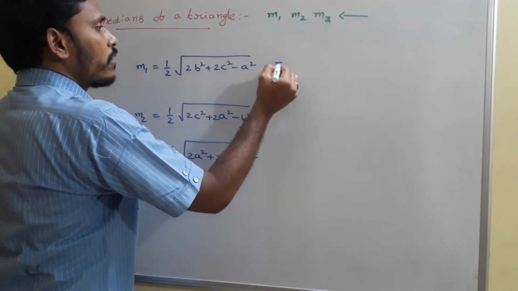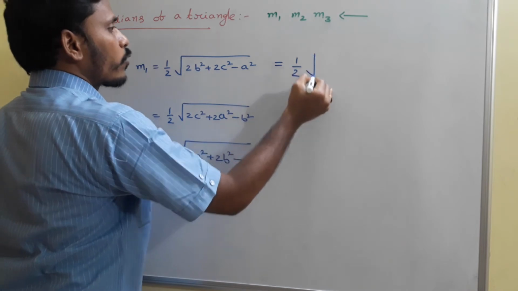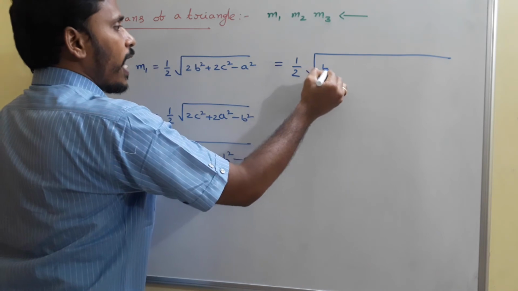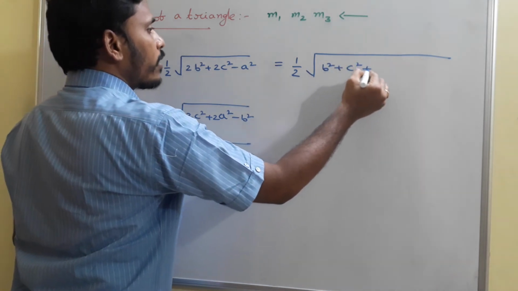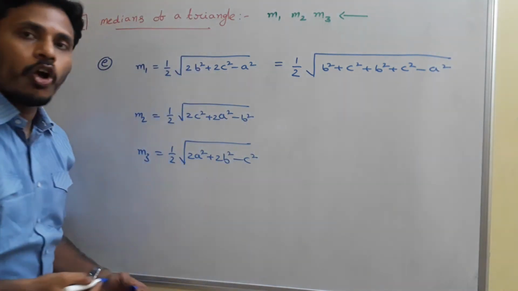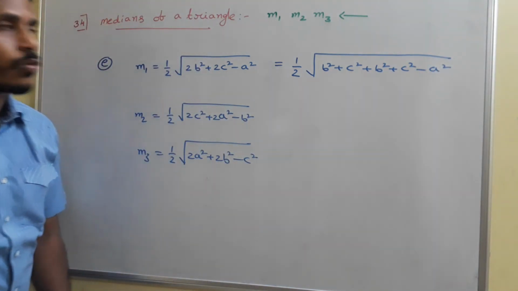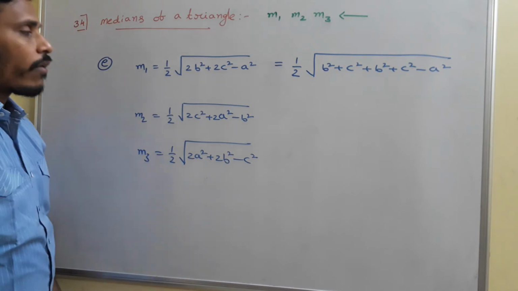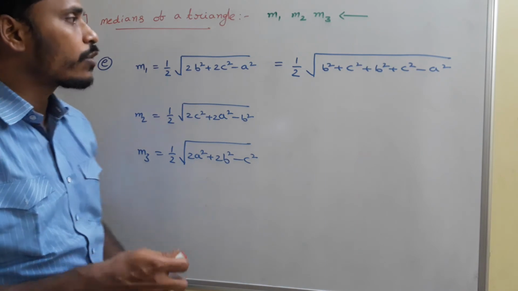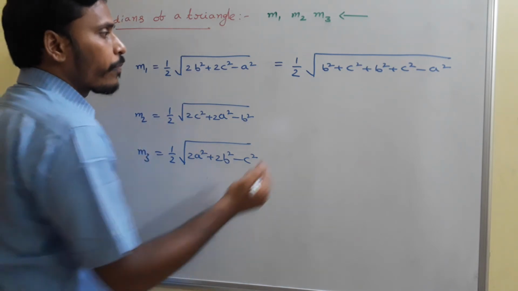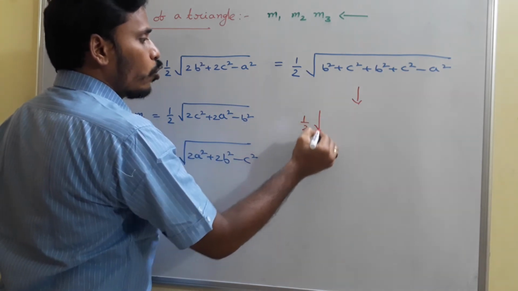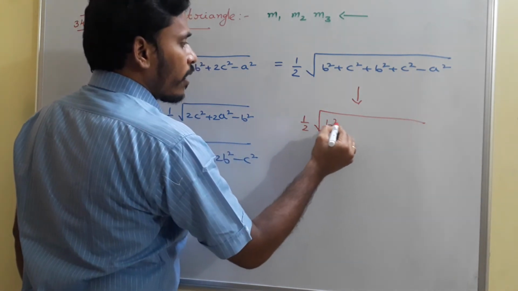How is it? This is equal to half square root of 2b² + 2c² − a², right? I will write it like this: b² + c² + b² + c² − a². Is there anything wrong? Nothing is wrong. What I did is I wrote the 2b² as b² + b², and I wrote the 2c² as c² + c².